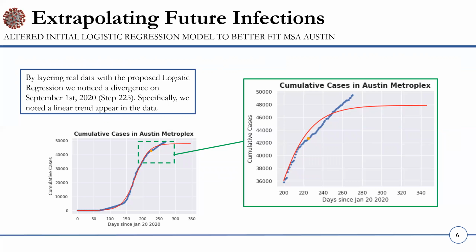By layering the logistic regression curve over the real data from the MSA Austin area, we can more clearly see that there is a divergence. On the far right, you can see this divergence occurs on September 1st, or step 225, and it is linear in nature. This linear trend, after being verified, allows us to bake in additional factors into our model beyond just COVID-19's infectious rate, transmission rate, and incubation period.